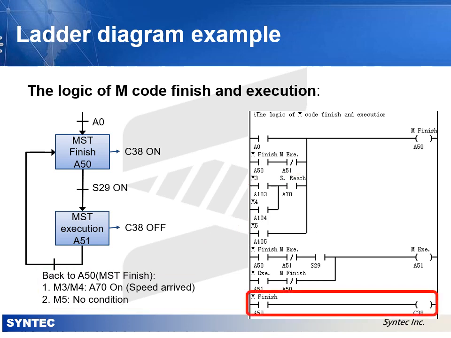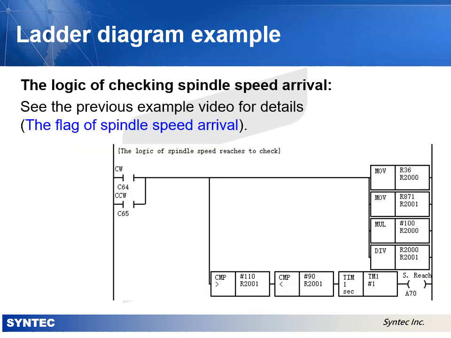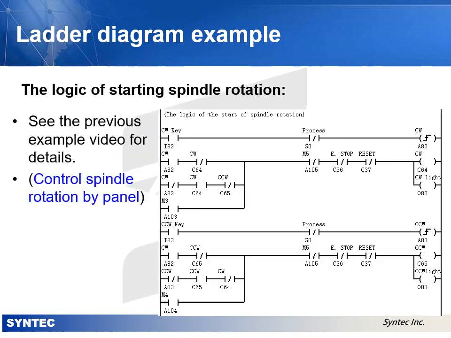The conditions of M3 and M4 is the flag of speed arrival, while M5 is completed unconditionally. It is suggested that the A50 connection of C38 should be placed on the last line of the entire logic as an idiomatic coding technique. The logic of checking spindle speed arrival. Please see the previous example video for details. The flag of spindle speed arrival: the device A70 will be triggered after checking.